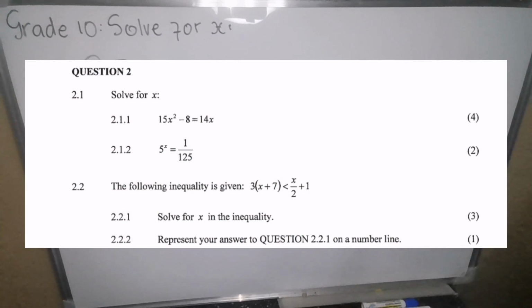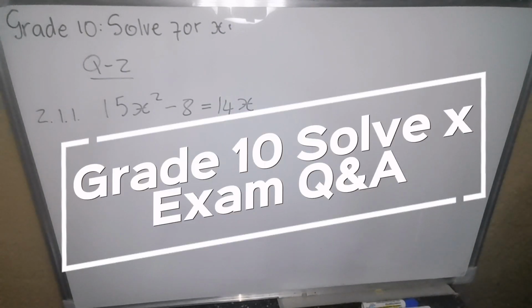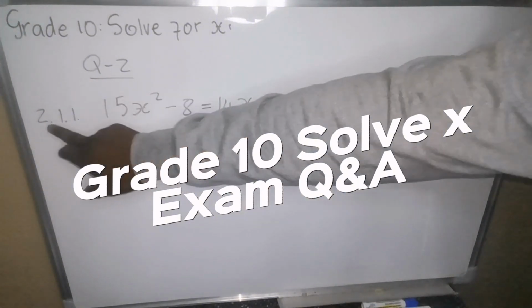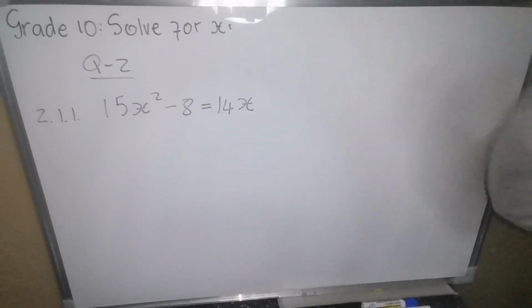Welcome to our today's lesson, wherein we're going to deal with the Grade 10 November 2015 mathematics question paper in preparation for our exam season. So it's mathematics Grade 10. Now, question 2.1.1: solve for x. 15x squared minus 8 equals 14x.